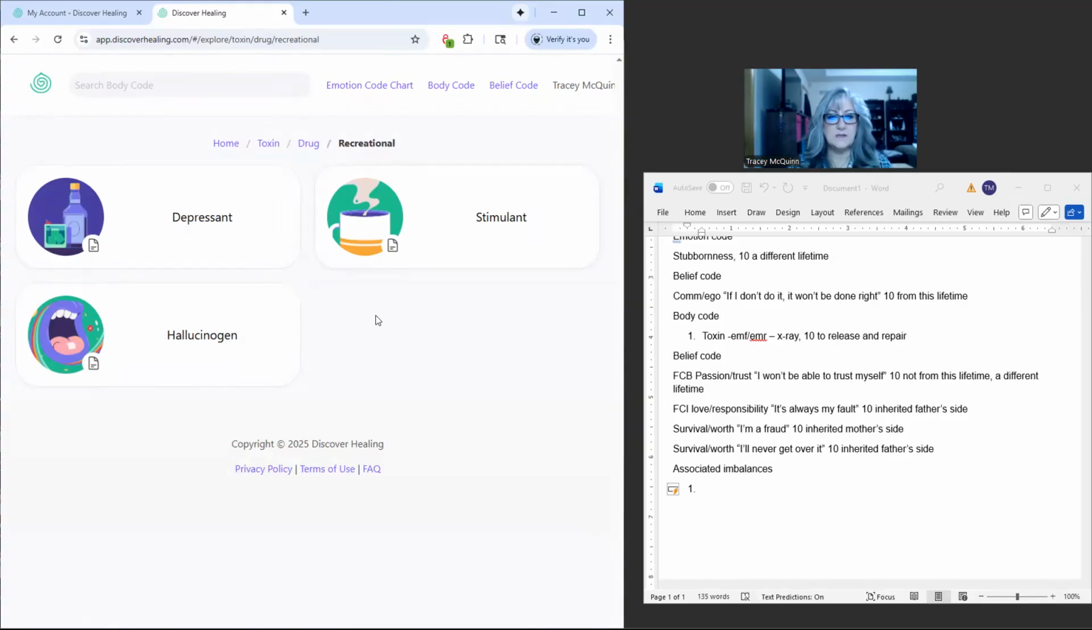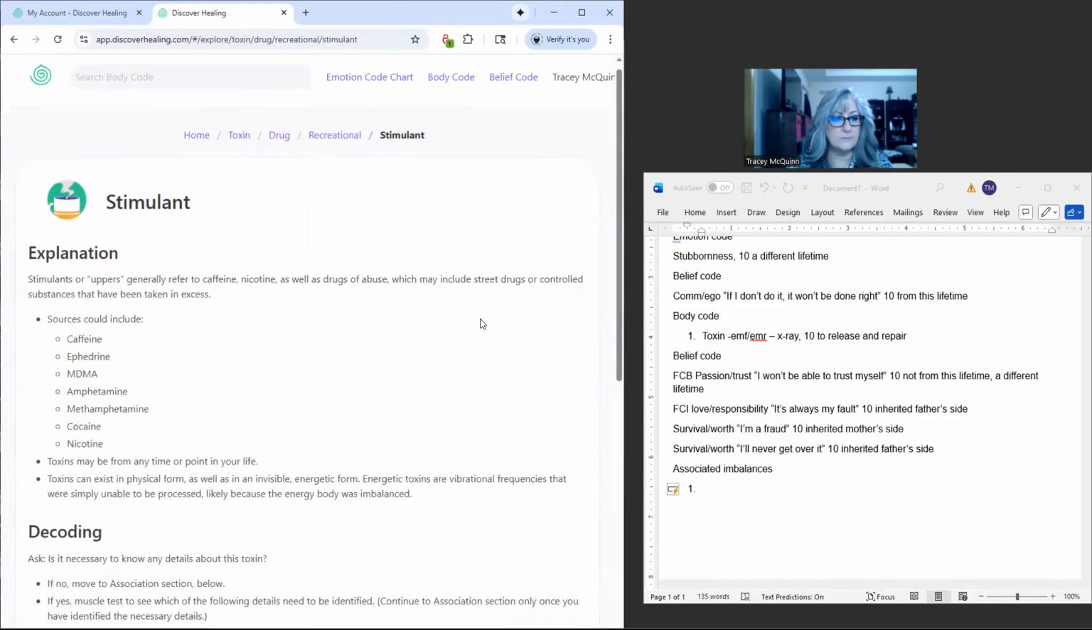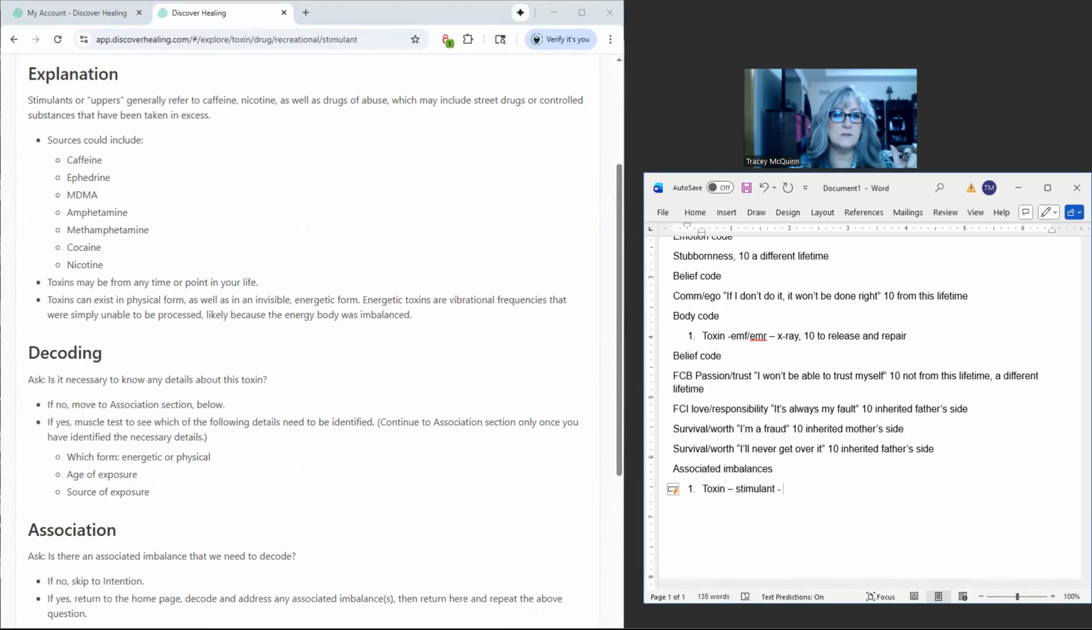Is it left side, right side? See, stimulant. Could be just coffee for all we know. The stimulant on this list here. Yes, is it caffeine, ephedrine, MDMA, amphetamine, methamphetamine, cocaine, nicotine? Okay. Nicotine. Well, guess what? I happen to know this person is a smoker, so that doesn't surprise me in the least. Although it does come up on plenty of non-smokers, so you never know. But in this case, it makes total sense.